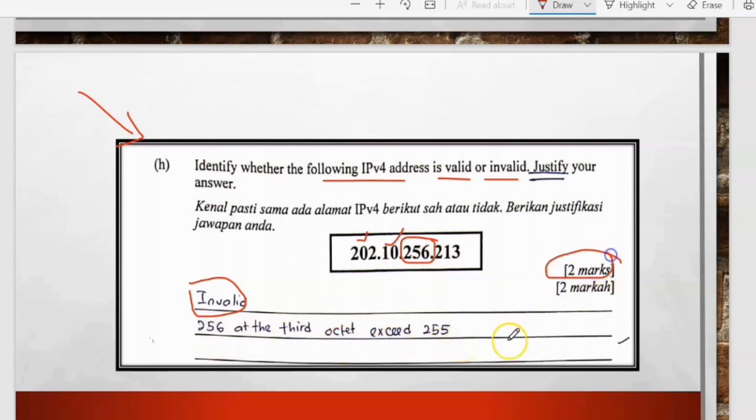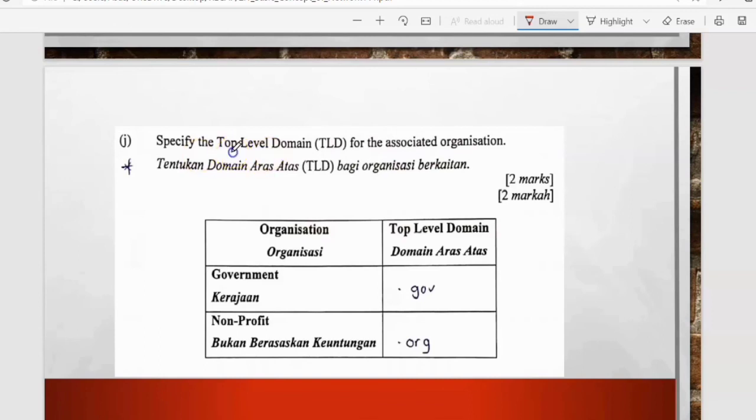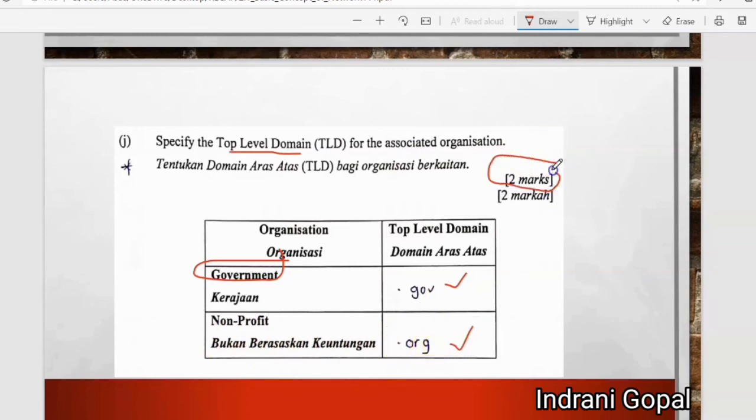So 2 marks. Okay. State one purpose of using the IPv6 addressing scheme. Okay, it has a large address space because 128 bits of addressing can accommodate more IP addresses. So this one is 1 mark. Specify the top level domain, TLD, for the following organizations. So for government, .gov, nonprofit, .org. So 2 marks.